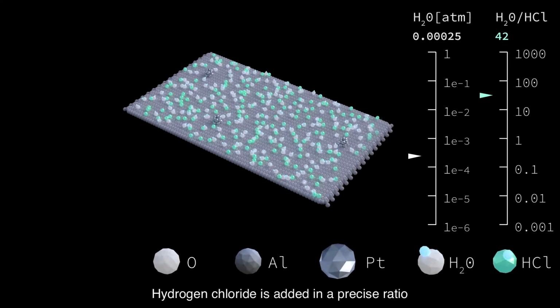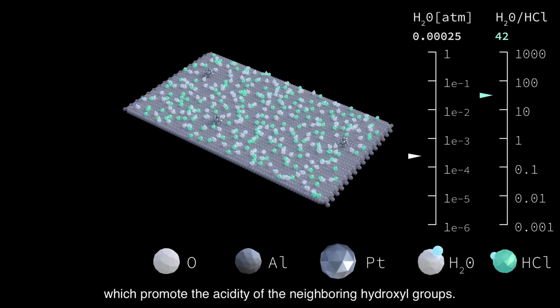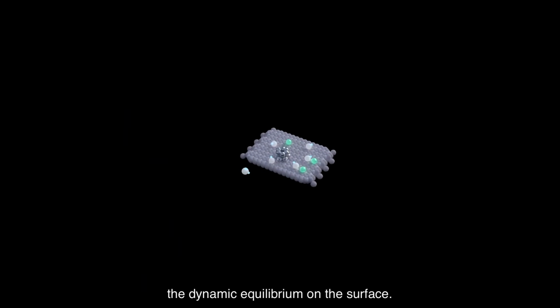Hydrogen chloride is added in a precise ratio to supply the requisite chlorine sites, shown in green, which promote the acidity of the neighboring hydroxyl groups. Let's zoom further to observe the dynamic equilibrium on the surface.